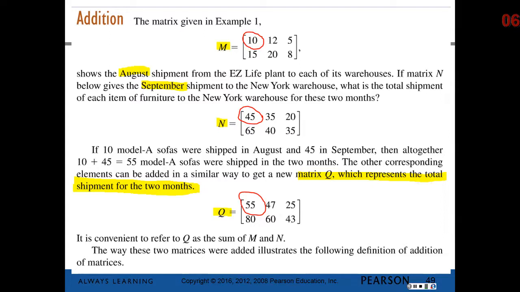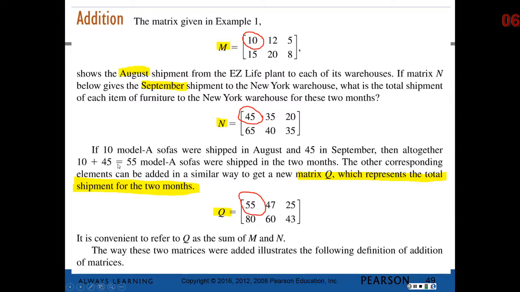So what we've done basically is we're going to add matrix M to matrix N. And the way that you do that is you add the corresponding entries. 10 plus 45 is 55. And then 12 plus 35 is 47. And 5 plus 20 is 25. And 15 plus 65 is 80. 20 plus 40 is 60. And 8 plus 35 is 43.